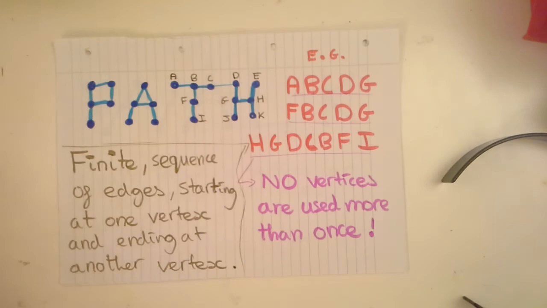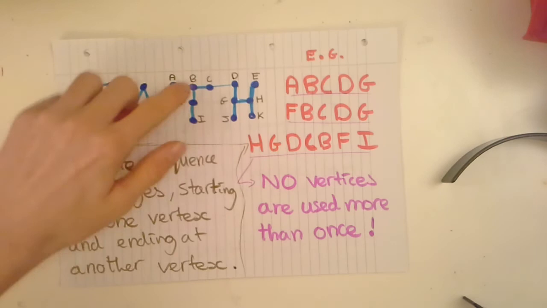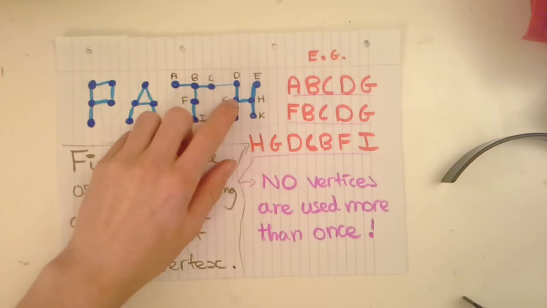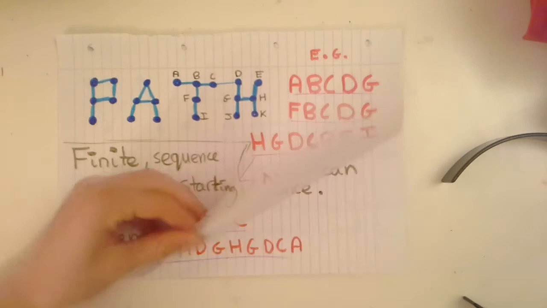So a path is a finite sequence of edges starting at one vertex and ending at another vertex. Part of this is that you can't use any of the vertices more than once. A few examples on here are A, B, C, D, G, or F, B, C, D, G, or perhaps a longer one: H, G, D, C, B, F, I. So it's quite simple.